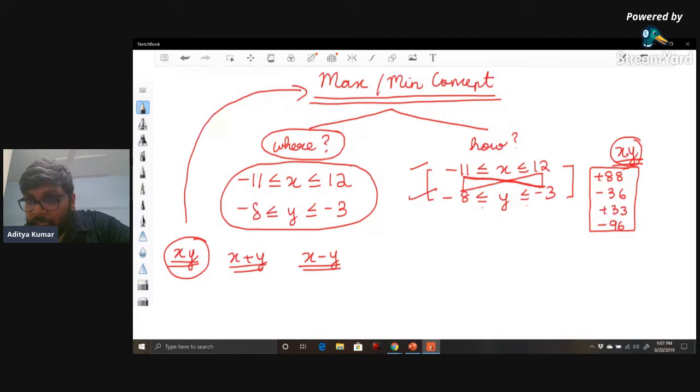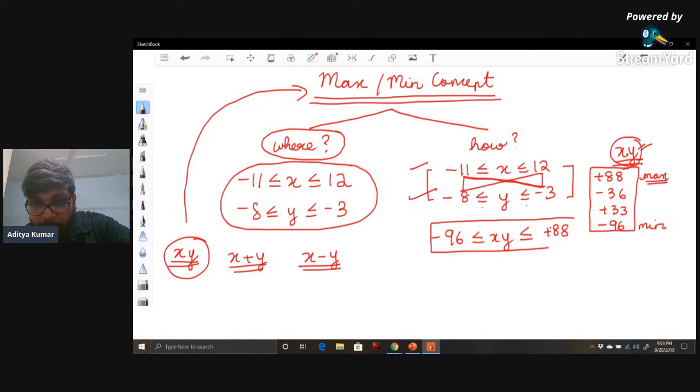Now, the good thing about this is the maximum value of these four values will be the maximum possible value for xy. And the minimum possible value of these four values will be the minimum possible value for xy. So what you end up getting by just multiplying the values from the extremes is a range of values for xy. So basically this entire term tells me that xy should range from minus 96 to plus 88. Advantage of it, if you're finding the extremes, the max and the min, then everything in between should also be a possible value for xy.